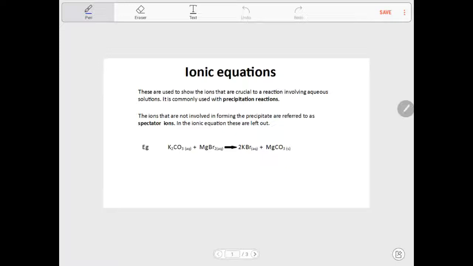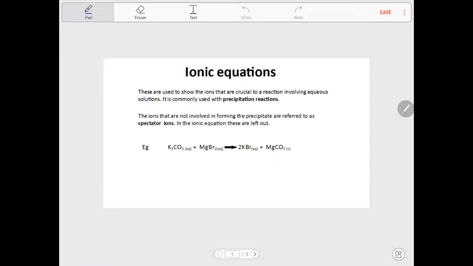So, ionic equations are used to show the ions that are crucial to a reaction involving aqueous solutions. So we're talking about these situations where we take two solutions, so two clear liquid-looking solutions, and we mix them together and we get a precipitate. Now, anything that doesn't participate in the reaction is called a spectator ion. And really what this is about is identifying those spectator ions. So let me show you what we do.